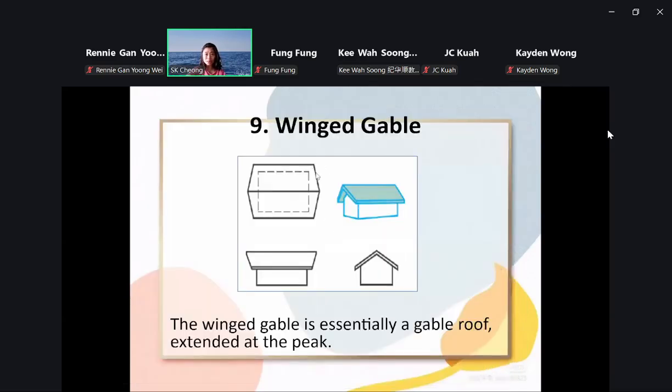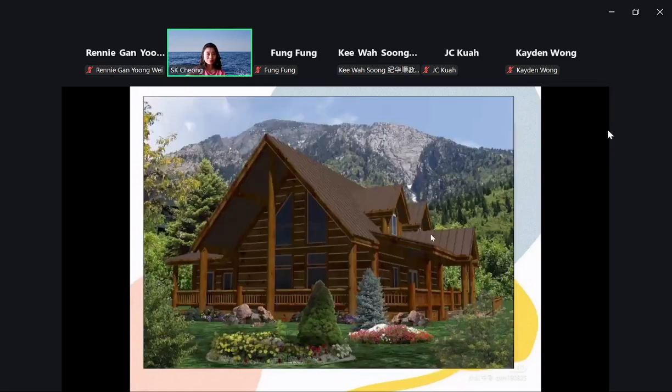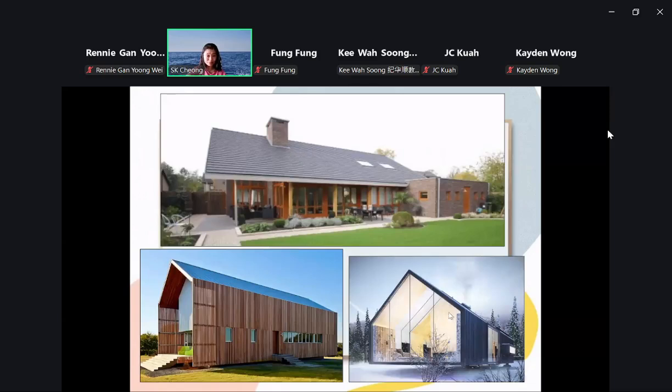Winged gable. Oh, the winged gable is essentially a gable roof, but extended at the peak. Okay, extended. You see, extended. Extended again.